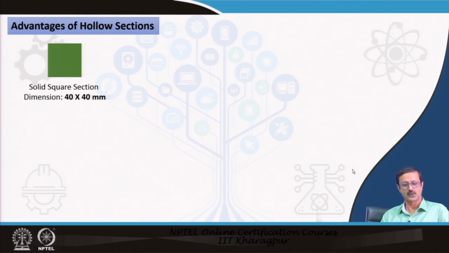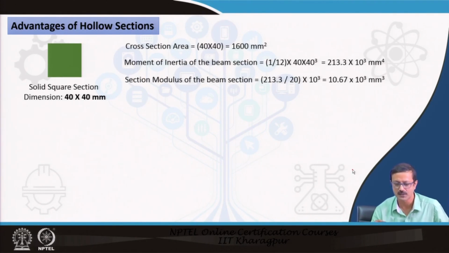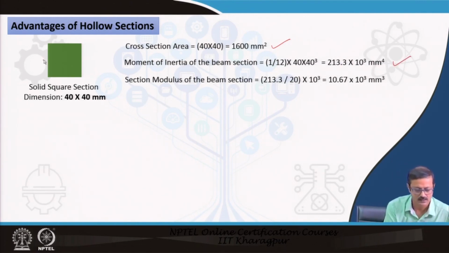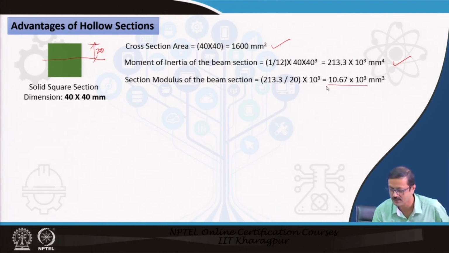So suppose I have a square section of dimension 40 by 40. So this gives me the area of 1600. This gives me the I value of almost 213 into 10 to the power 3 millimeter to the power 4, and the sectional modulus is this by 20, because the y max is 20, because the section is 40 depth. So this is the I z of this particular beam section.